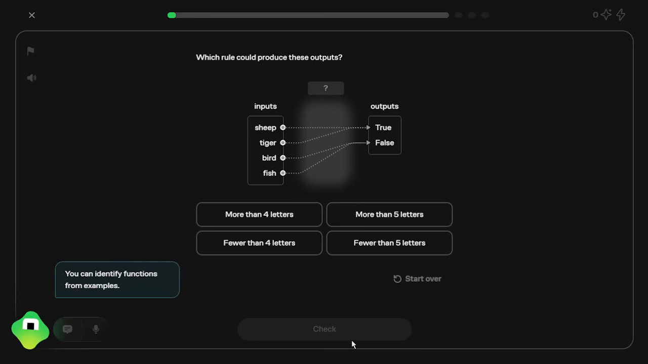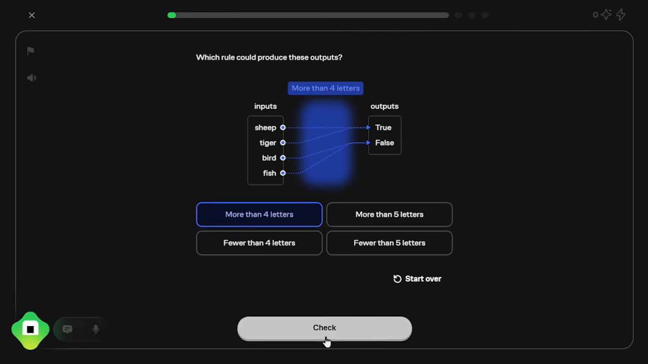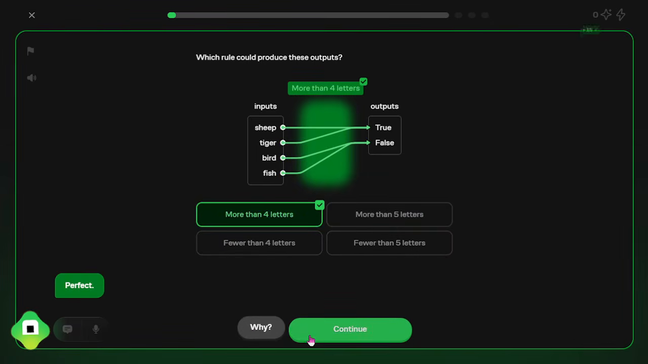You can identify functions from examples. Now, let's narrow down which rule fits when multiple seem to work. Which rule could produce these outputs? Sheep and tiger is true, and bird and fish is false. So it's like the first one: more than 4 letters is true, and less is false. Is that correct? Because there are more than 4 letters on the true, and the same 4 letters or fewer on the false. So literally the first one's correct. Perfect.